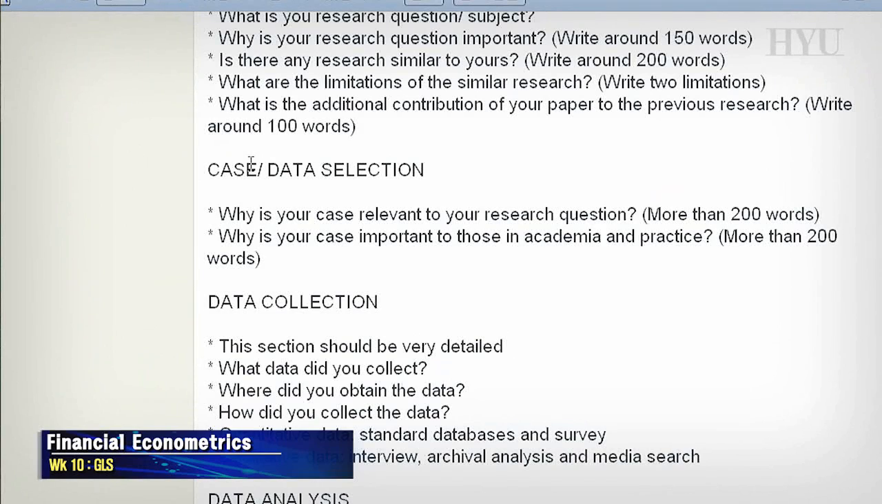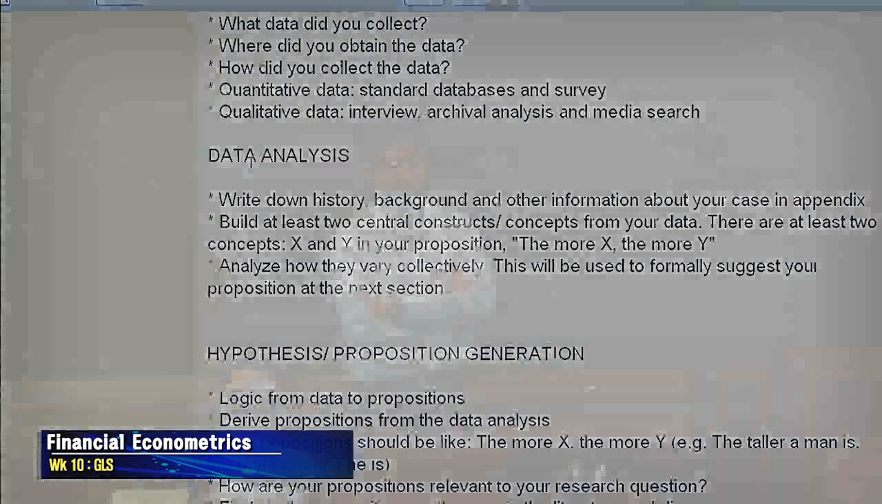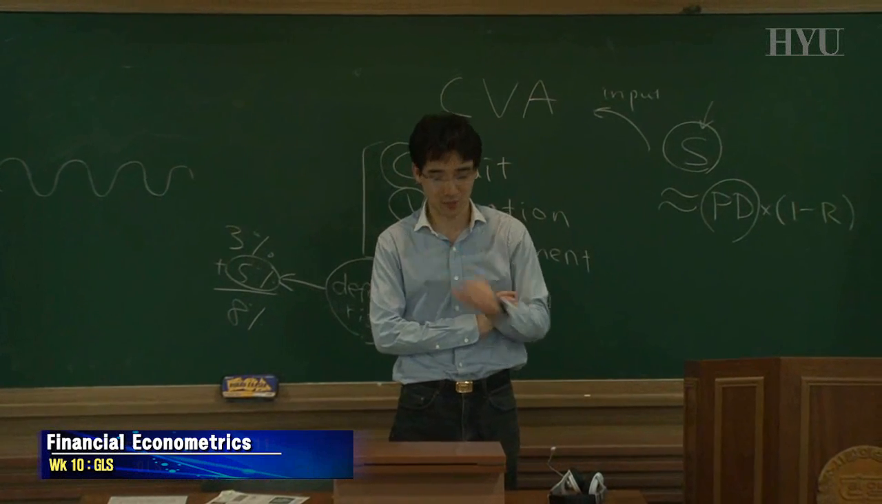Once you have data, now you have to do the data analysis. If it is qualitative data, basically you want to write down the history, background, and other information about your case. If it is quantitative data, you can put it into a regression or whatever analysis you want to do. Basically, you want to find the relationship between the variables in your data. Given two interesting variables, you want to investigate how one variable changes when the other variable changes.